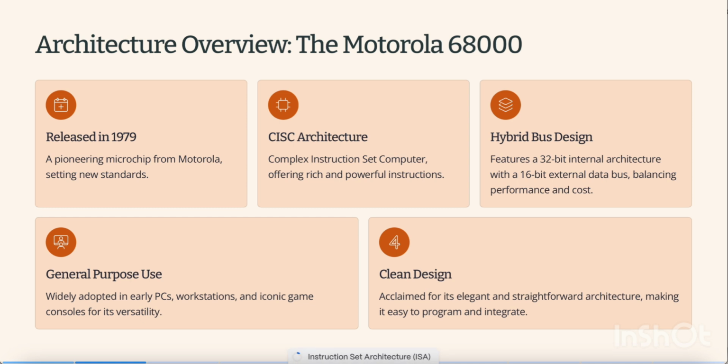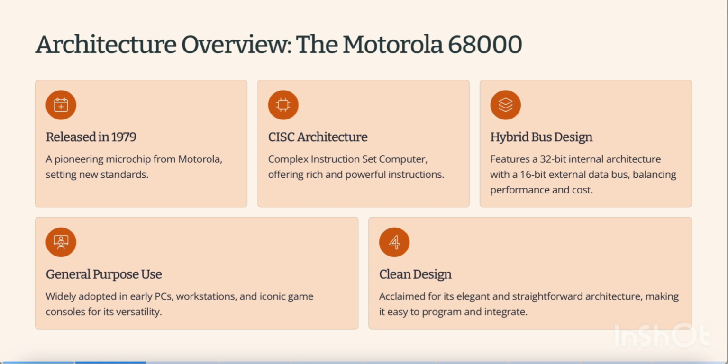It also had a hybrid bus design which features a 32-bit internal architecture with a 16-bit external data bus, balancing performance and cost. And it had general purpose use. It was widely adopted in early PCs, workstations, and iconic game consoles for its wide range. And it had a clean design. It was acclaimed for its elegant and straightforward architecture, making it easy to program and integrate.